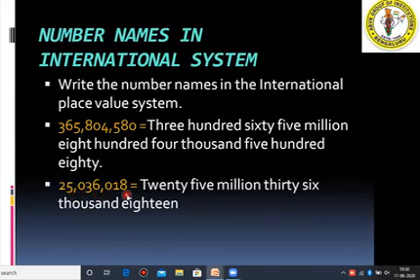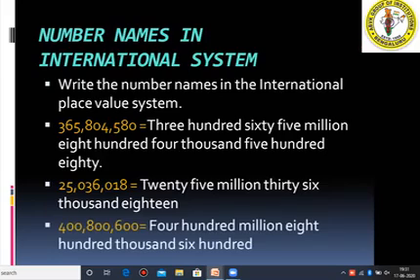Next let us see another example. 25,036,018. Here this is the millions period, these 3 are under the thousands period, and these are under the ones period. One more number is missing here, so they did not give 100 millions. We have only 2 digits, so you write 25 million. Next, the 100,000s are missing, so 0 means there is no number. So 36,000. And here 18. So this number is read as 25 million 36,018. In this way we write number names in the international place value system.